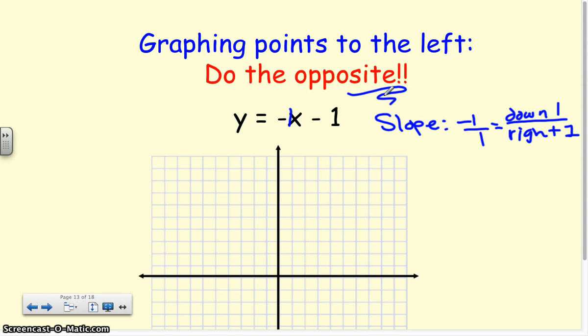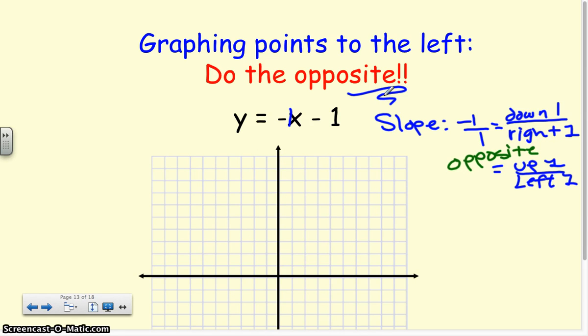Well, when I graph to the left, I'm doing the opposite of what I do. So what's the opposite of down 1? Up 1. What's the opposite of to the right 1? To the left. Left 1. You need to keep that in mind when you're making points, because I do expect you to make points to the left and to the right of the y-intercept, okay? So this is our opposite slope.